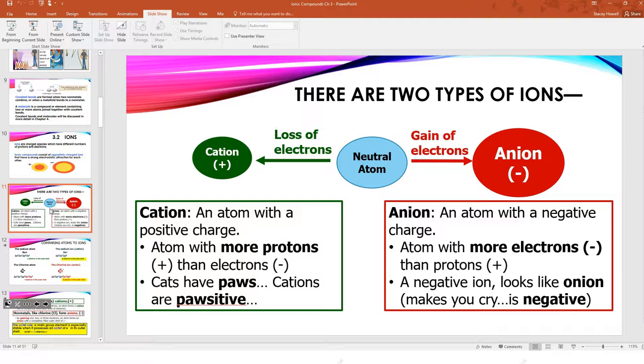On the other side, when I gain electrons, I become negative, because gaining pounds for a woman is very negative. Okay. It also looks like onion. Okay, anion looks like onion that can make you cry, so you could use that way to help remember. That side has more electrons than protons, so it's going to be negative. So anions are negative.